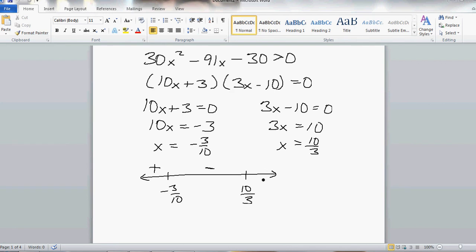And then let's pick 5. 30 times 25, let's see, 30 times 25 minus 91 times 5 minus 30 equals 265. But of course, all that really matters is the fact that it is positive. And notice we need it to be greater than 0, so there's no parentheses. So between negative infinity all the way up to negative 3/10, it will be positive, along with every value after 10/3 to infinity.